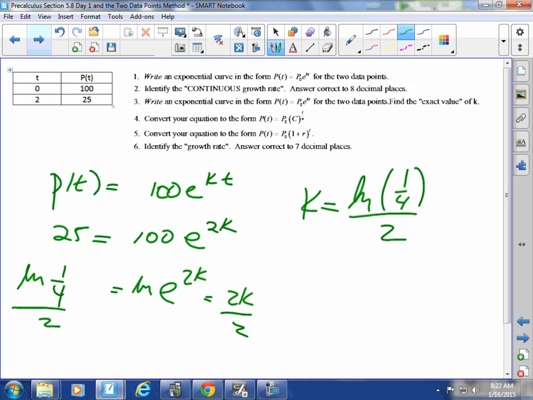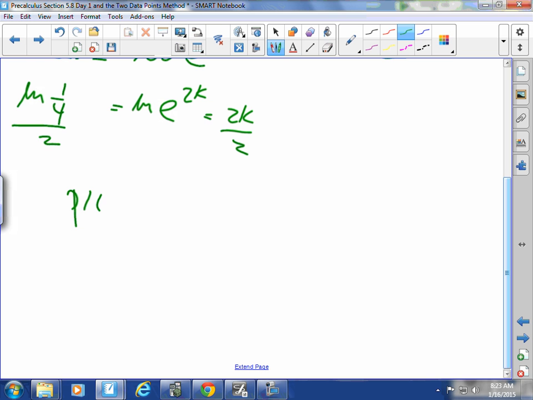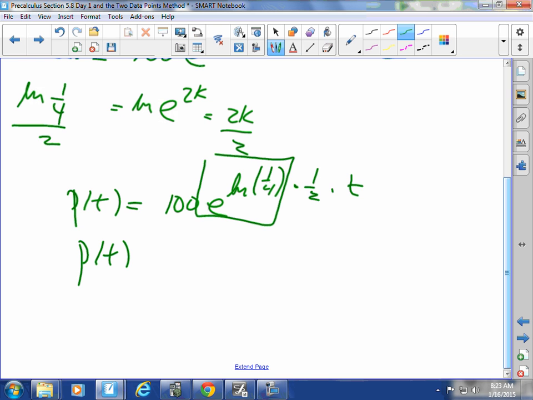Now, if you wanted to change 100 into 25, what would you multiply it by? Say again? 1/4. And in this problem, how many units of time did that take? 2. Again, these two numbers aren't random. They are, by design, going to show up there. So I've created this equation. P of t is 100 times e to the natural log of 1/4 times 1/2 times t. I'm just treating this divided by 2 as multiplication by 1/2. And then I just clean this up a little bit, and I have P of t is 100 times 1/4 to the t over 2.